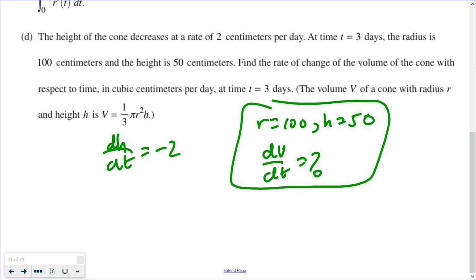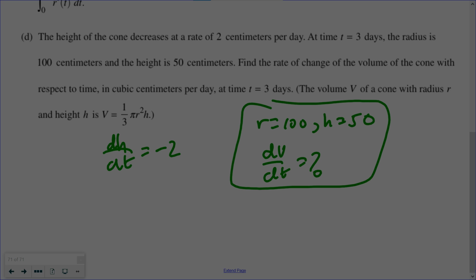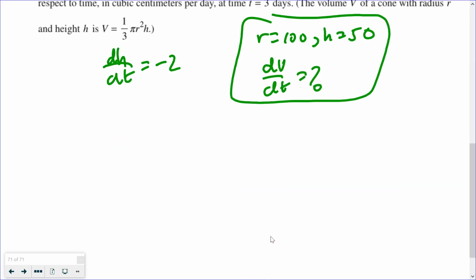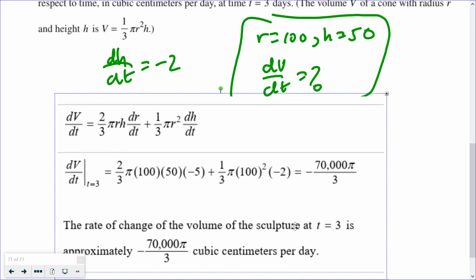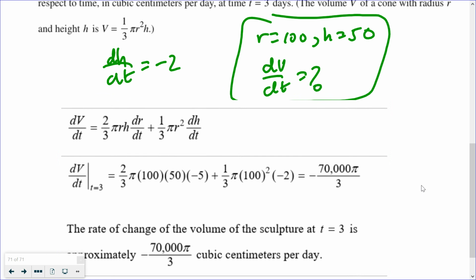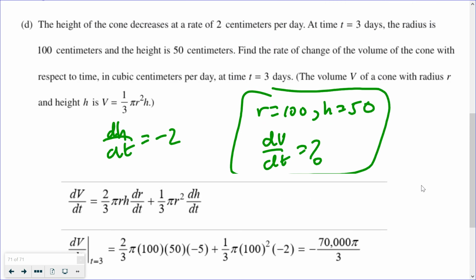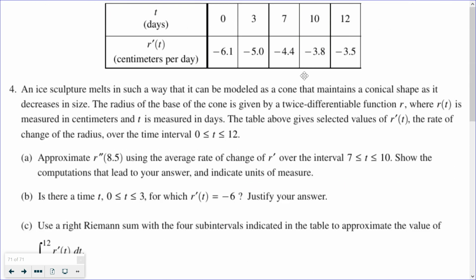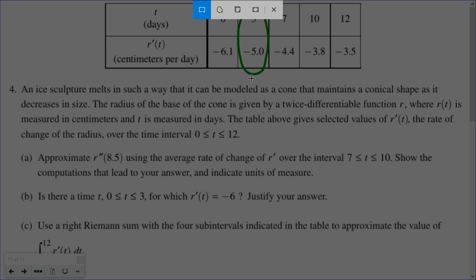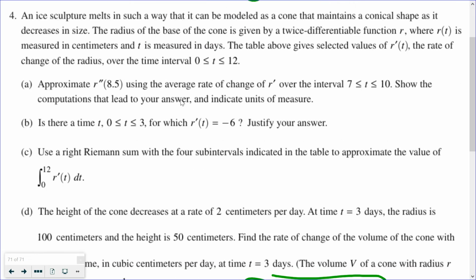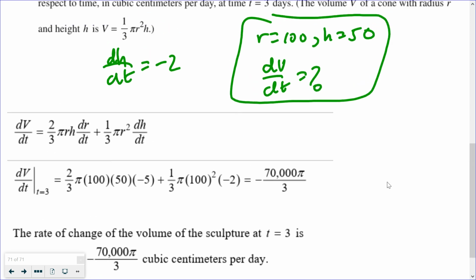Oh, you can get a lot of the points on this one, though, just by, like, I'm not going to tell you.